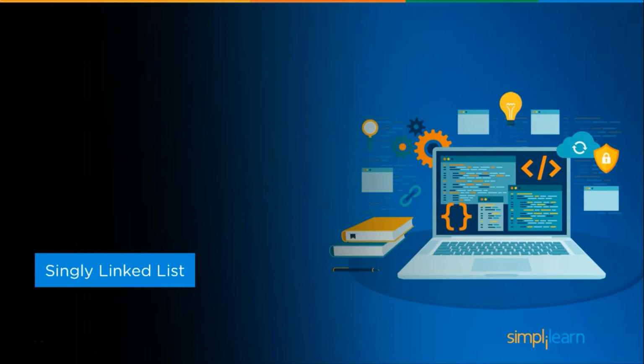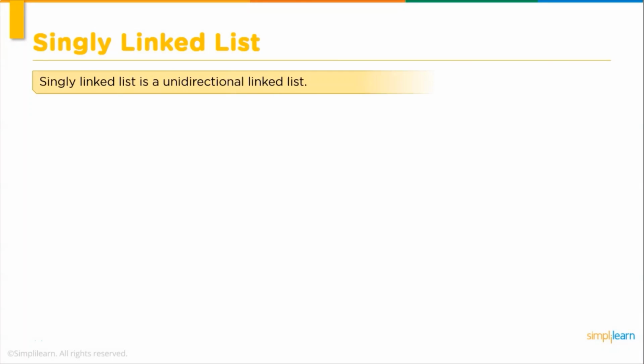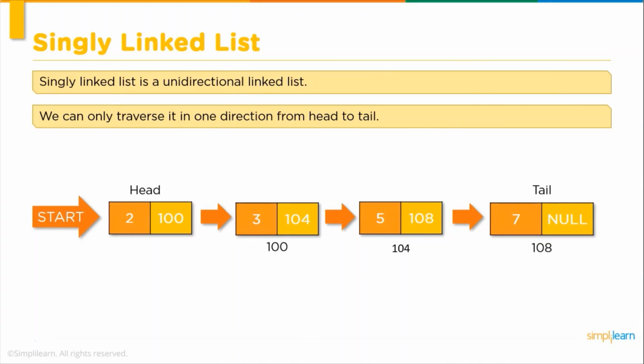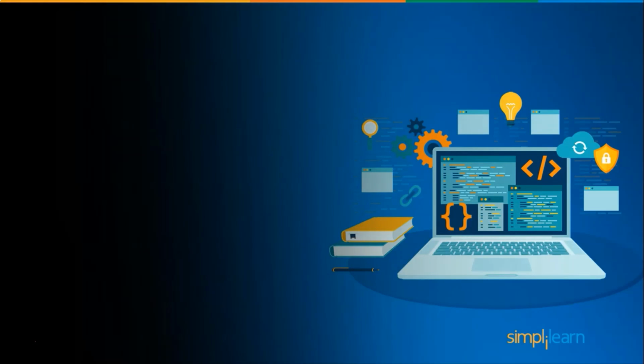First up, singly linked list. It is a unidirectional linked list. While using the singly linked list, we can only traverse it in one direction, that is from head node to the tail node.